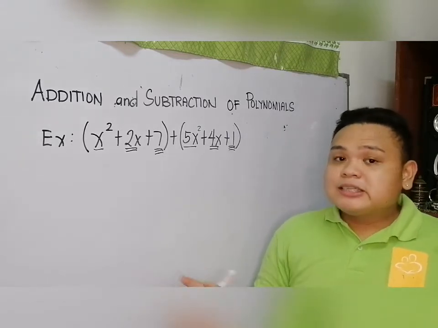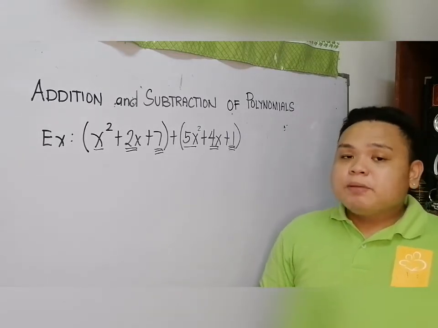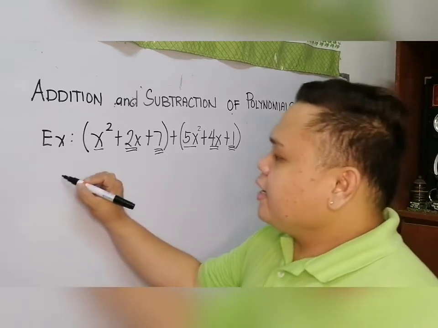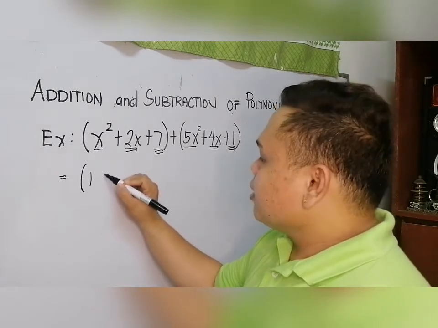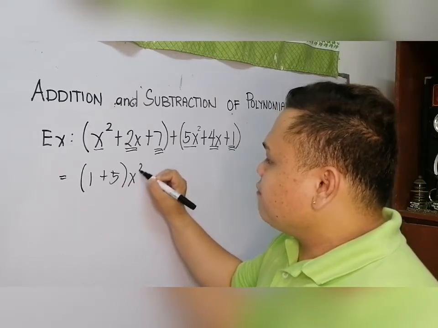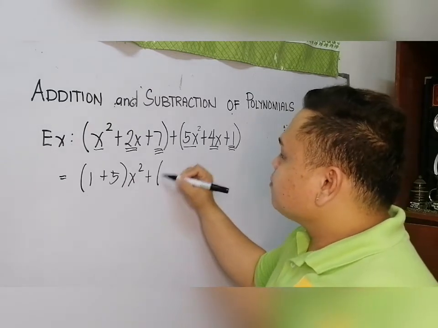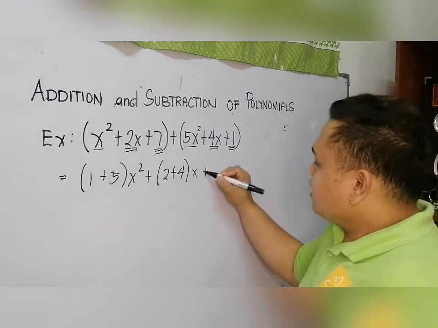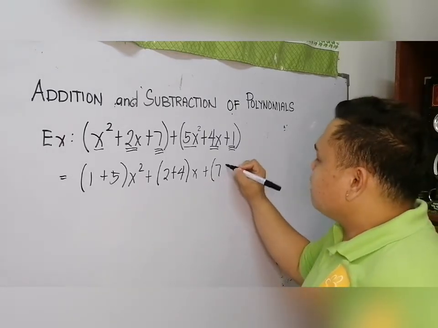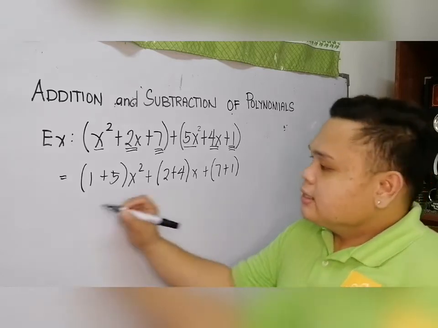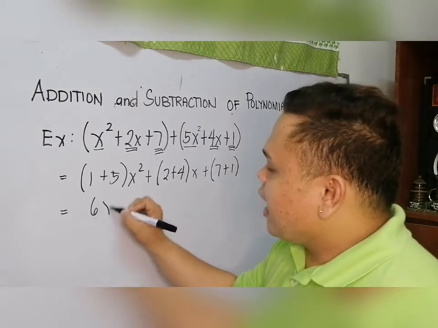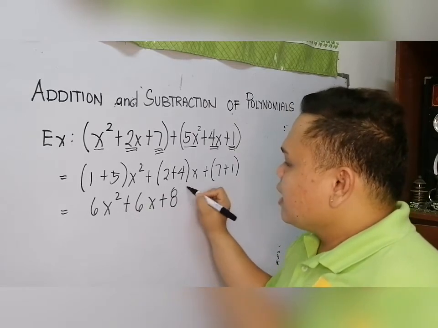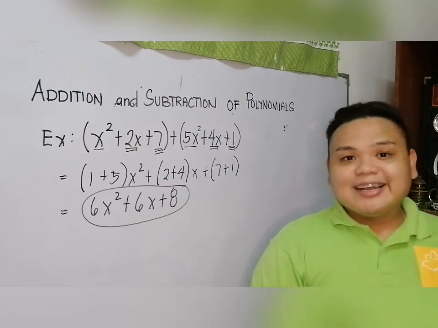Now always remember, class, you cannot combine x squared with x because they have different exponents. Therefore, they are not like terms. Now simplifying this, you will have here 1 plus 5, and then you have x squared, plus 2 plus 4, and then you have x, and then the sum of the constant terms, we have 7 plus 1. Simplifying this, you will have 6x squared plus 6x plus 8. And that is going to be your final answer.